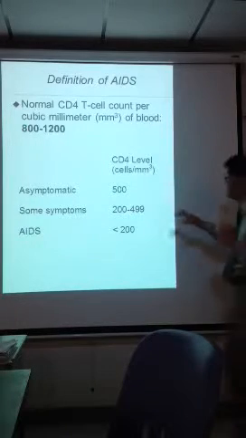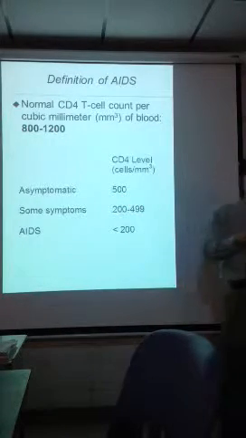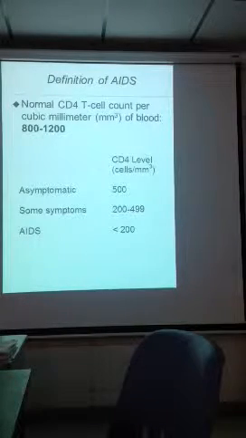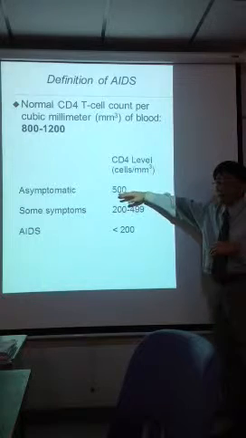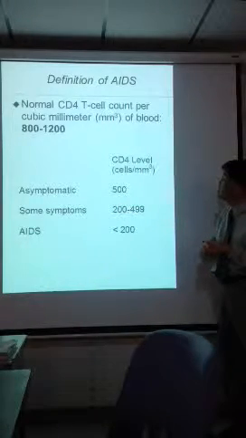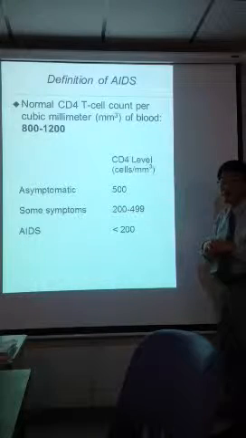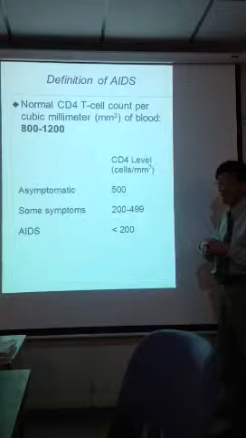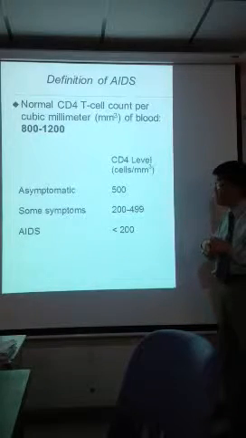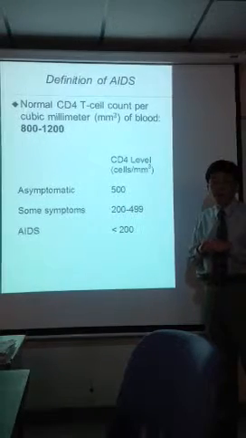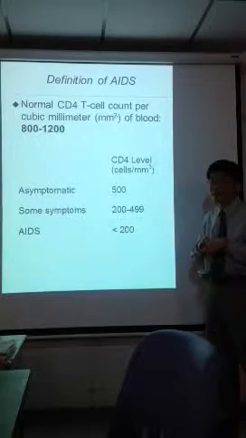Now, this gives you the symptoms that show up depending on the patient's T cell count. If they're above 500, they're going to be asymptomatic. So even if they have an HIV infection or they test positive for HIV, as long as their T cell count is above 500, they're going to be asymptomatic.